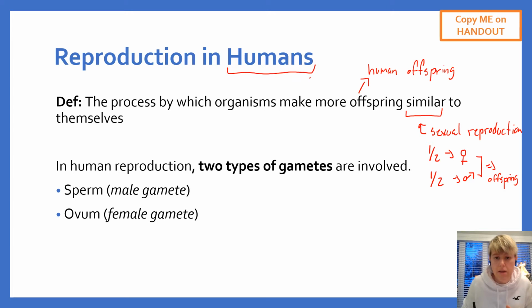Gametes is our scientific name for the sex cells. The type of gamete really depends on the type of organism. Sperm is the name of the gamete that comes from the male reproductive system, and ovum is the name of the gamete that comes from the female reproductive system. The common term for the ovum would also be the egg, but we're going to be using the proper term, which is the ovum.